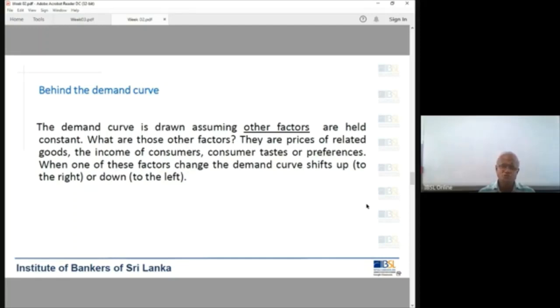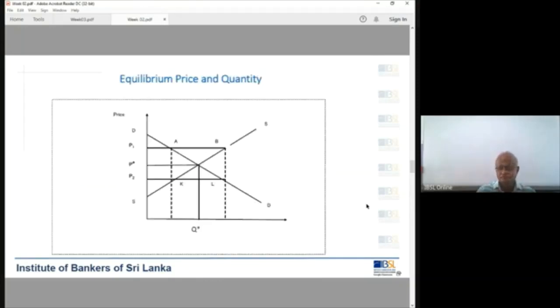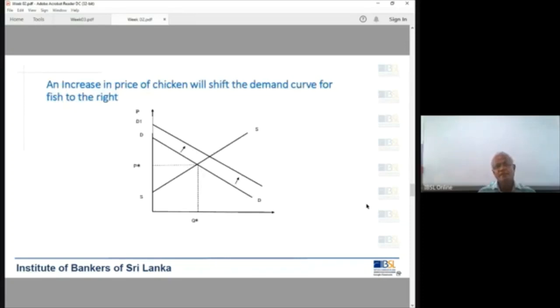The income of a consumer, consumers' taste or preferences, and number of consumers also. When one of these factors changes, the whole demand curve shifts, up to the right or down to the left. An increase in the price of chicken will shift the demand curve for fish to the right.